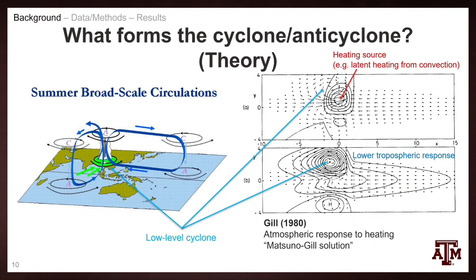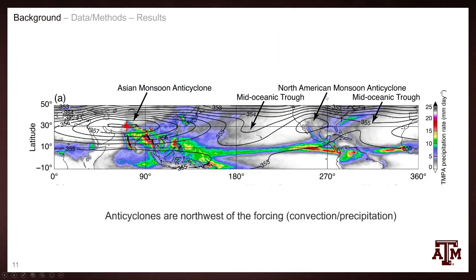And then another thing to note here is that even though this diagram shows the convection is right in the center of the cyclone or anticyclone, this is not quite correct, as you can see in the theory here. This is the heating, and then this is the response of the cyclone or anticyclone. And in the observation, you can also see this, where in this region, this is where the Asian monsoon has a lot of convection and precipitation.